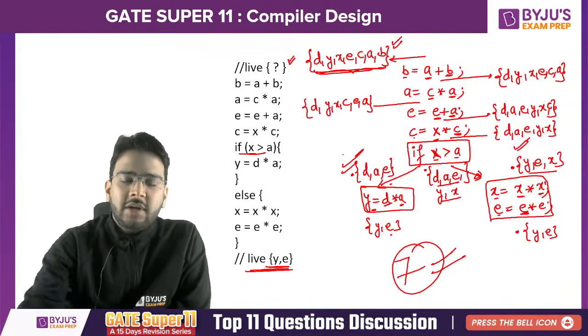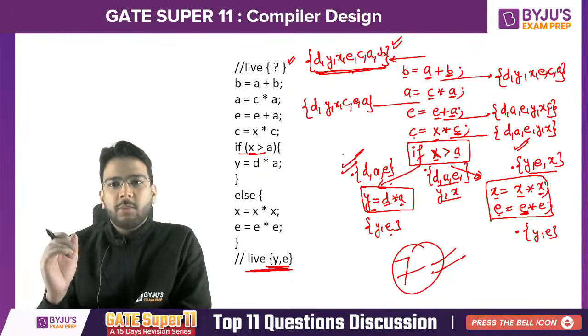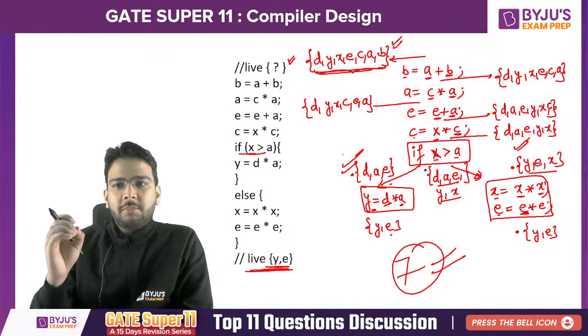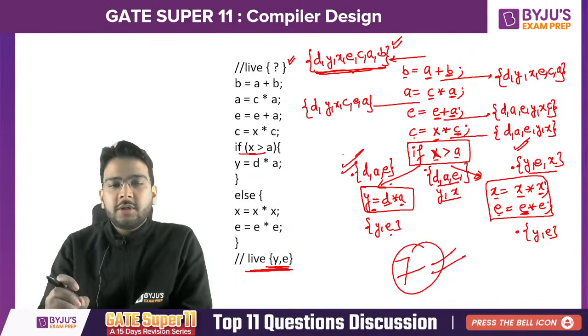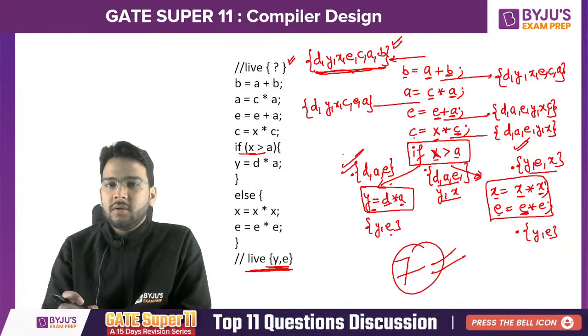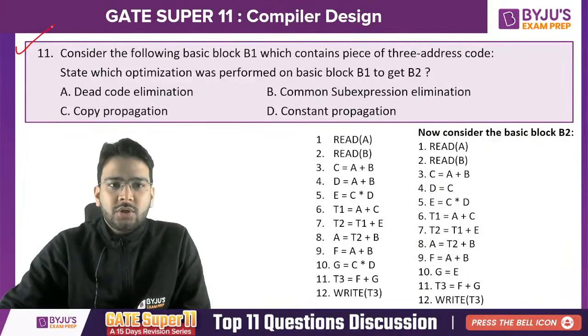In case of live variables, we always go from bottom to top, and we always look downwards in the whole program. We see the live variables at any point P in the program. The live variables will be the variables which we are reading first before writing into them. Clear? Got it? Let's proceed and answer this last question of today's class.